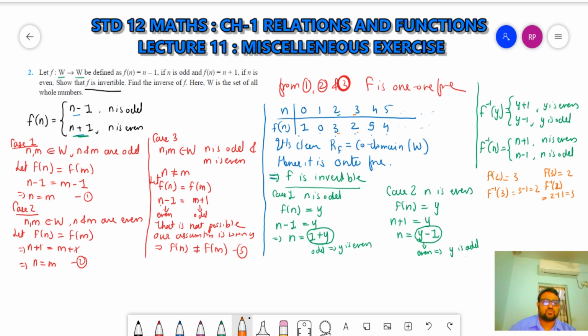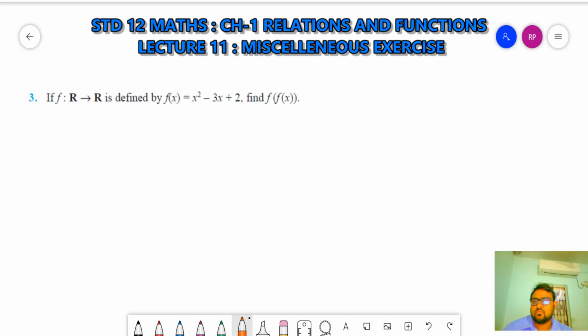Okay, now let's move to the next one. Third, if f: R to R is defined as f(x) equal to x square minus 3x plus 2, we have to find out f of f(x). Okay, so first let's write down what is f(x): x square minus 3x plus 2. Okay, now I need to find it out.